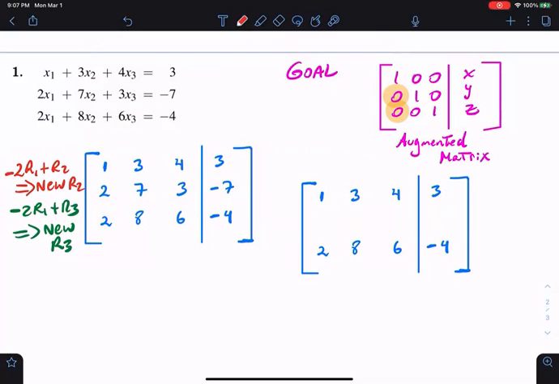Okay, so we need to multiply the first row by -2. So -2 times 1 is -2 plus 2 is 0. -2 times 3 is -6. -6 plus 7 is 1. -2 times 4 is -8. -8 plus 3 is -5. -2 times 3 is -6. -6 and -7 is -13. I think you can do that computation on your own, right?